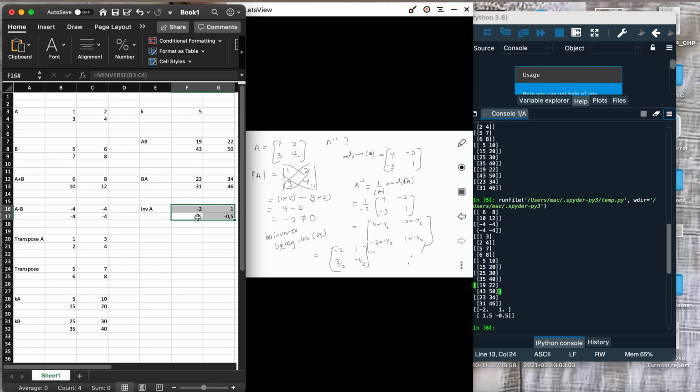We get the same thing. Minus 2, 1, 1.5, which is 3 over 2, and then minus 0.5, which is the same as minus 1 over 2. All right, so irrespective of what tool you're using, you should get the same results. Whether you're going by the manual way, or you're using Python, or you're using Excel, the results must always be the same. Unless you're doing something wrong somewhere, then your result is going to vary.